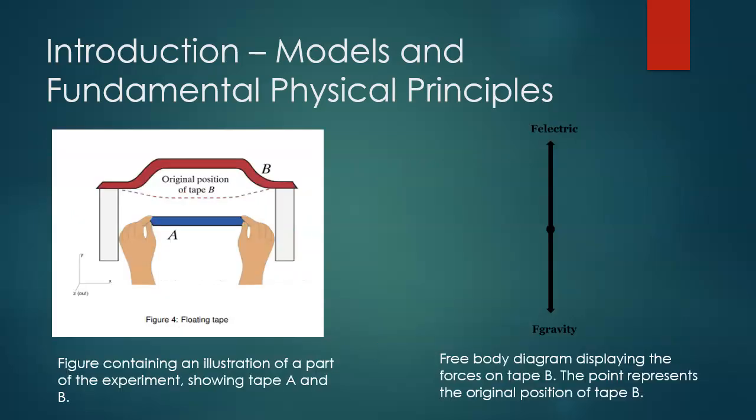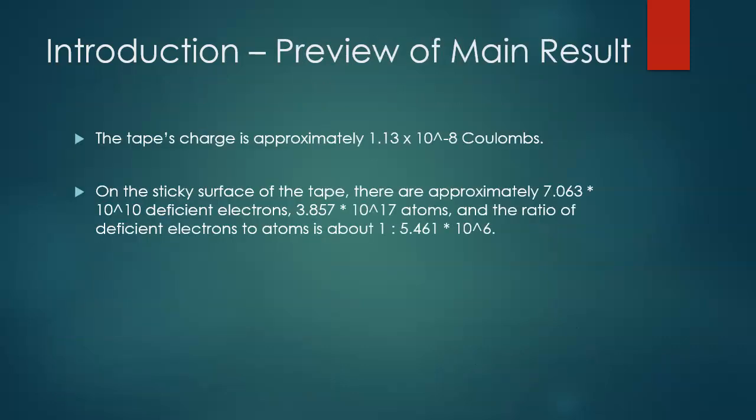The left figure shows the interaction between tape A and tape B, and how tape A makes tape B float, and the right shows the electric force on tape B from tape A, and in addition it shows the force of gravity on tape B, the counteracting forces.